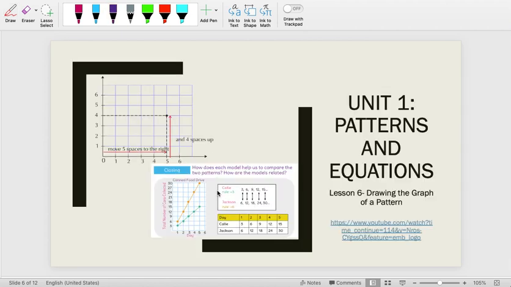What we're going to talk about today is drawing the graph of a pattern. We're focusing back on a pattern. And we're going to have to focus a lot on this idea of moving spaces to the right and moving spaces up. If this video isn't sufficient enough, there is an extra video right here. Just click on it. It will talk to you a little bit more. It's about a 3-minute video.